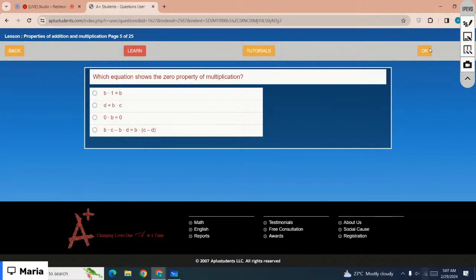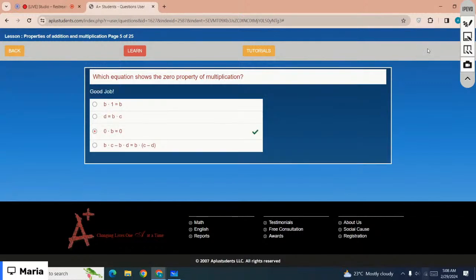Which equation shows the zero property of multiplication? The correct option is... zero property means when you multiply 0 by any number, the answer is 0, right? So that would be 0 times b equals 0. That is the zero property of multiplication. Got it?